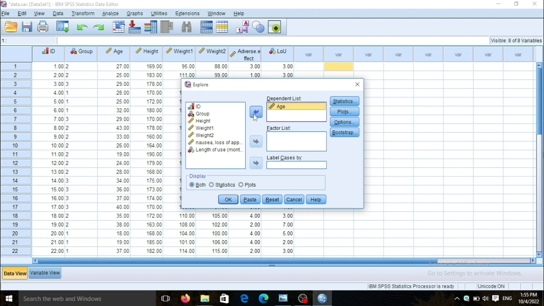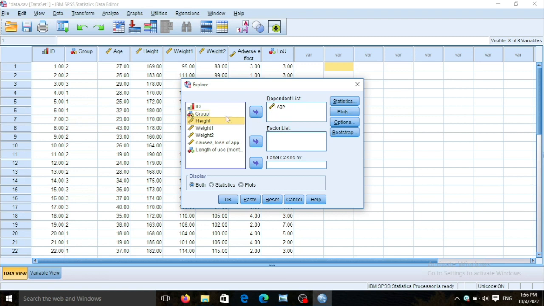You can also measure if some variables, not just one of them, have a normal distribution or not. For example, I can enter height also here, but I just now want to measure the normal distribution of age. And then there's a factor list here. And what is the factor list? The factor list is indeed the grouping in the selected variable.